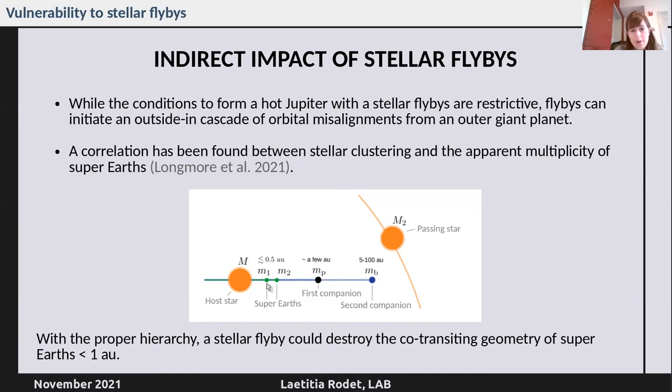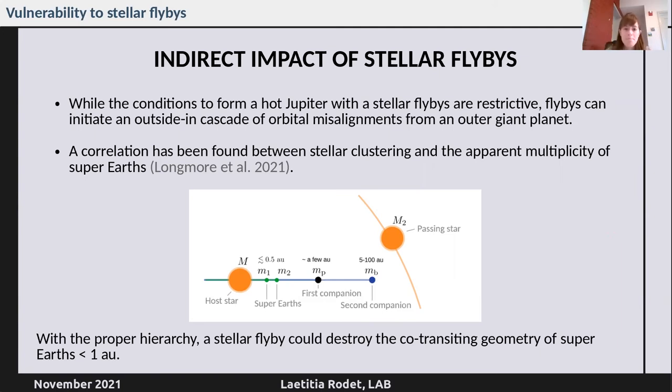And actually, that's not very difficult to understand. We just need the passing star to misalign an exterior companion, and then it can propagate this misalignment to the inner system. As I told you before, the forced inclination does not depend on the semi-major axis ratio, so even a small inclination for the outer companion can propagate to the super-Earth. So we still need to evaluate what's the optimal hierarchy for that and what's the likelihood that the close flyby will do that.